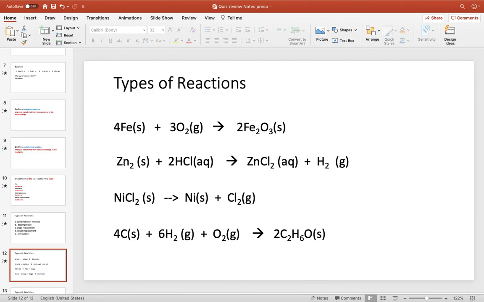Zn here is by itself, H is with Cl, and then Zn joins Cl. So this joins this, Zn joins the Cl, and H is now by itself. That's a single replacement. The Zn just replaces the H, and the H comes out by itself. Ni is with Cl. They're joined together, and then Ni and Cl just break apart. That is decomposition. C, H, and O are separate, and then C, H, and O are together. That is called combination.